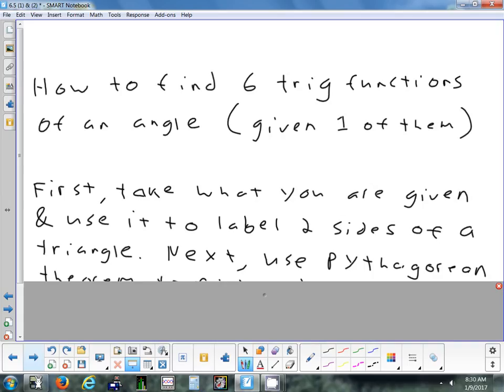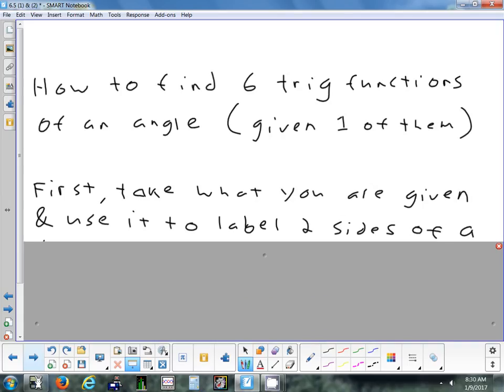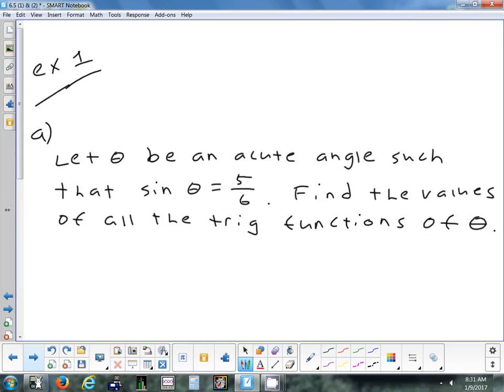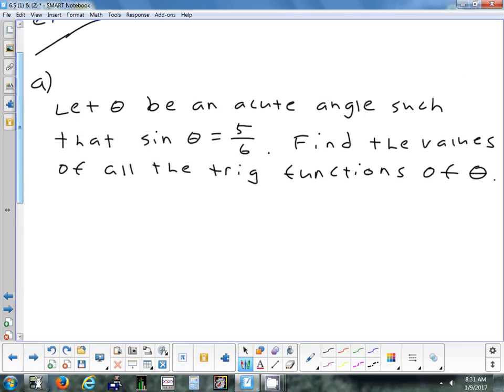All right, so how do you find the 6 trig functions if you are given one of them? Anyone? Before I show you how to do it, anybody have a thought how you would do it? Like if I tell you that I have some angle, which we're never going to know. We'll call it the mystery angle, theta. And the sine of that mystery angle is 5/6. I want to know every other trig function. I want the cosine, I want the tangent, everything else.